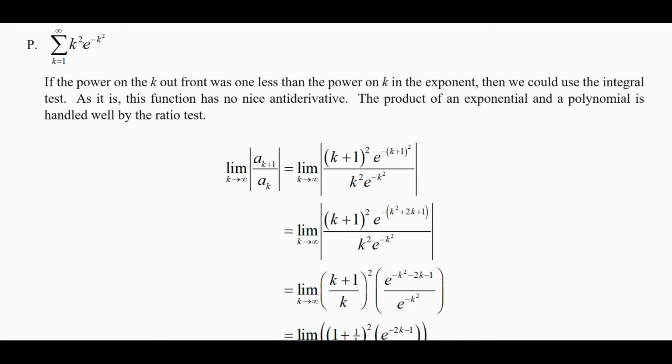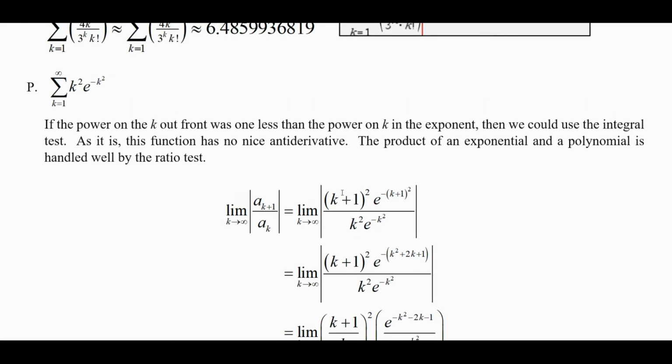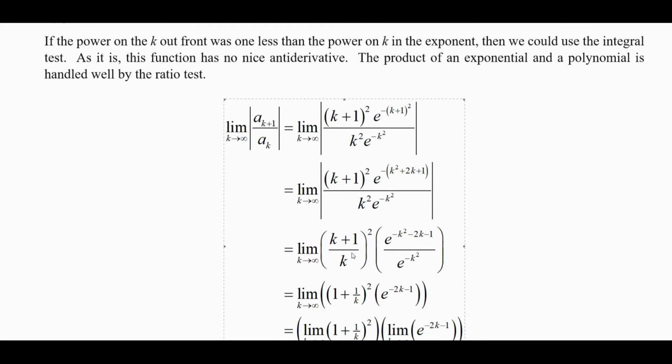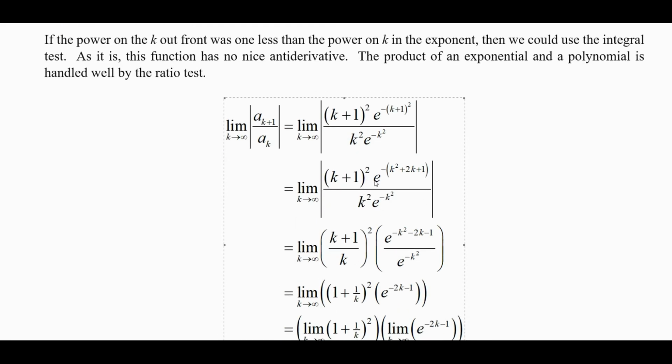Okay. So put in the original here, put in the same thing with the k plus 1 on the top, absolute value, take the limit as k goes to infinity. Okay, so let's see what we've got here. I kind of split this into two factors. The k plus 1 squared over k squared is (k plus 1 over k) squared. And then here, I'm just working this out.